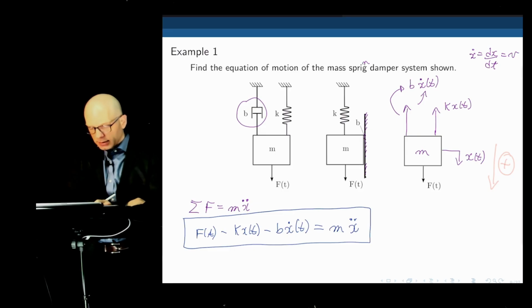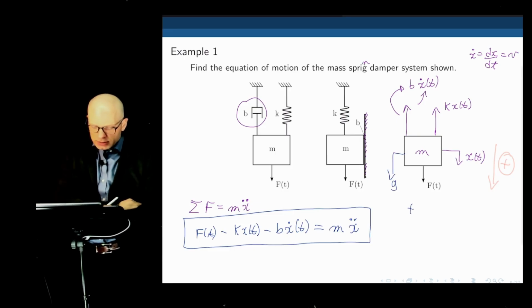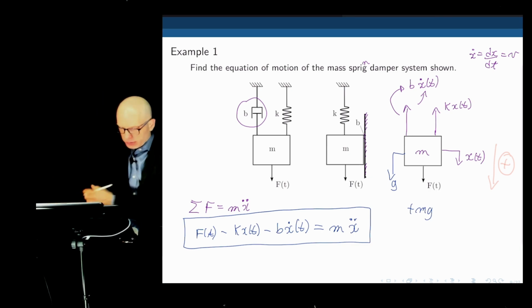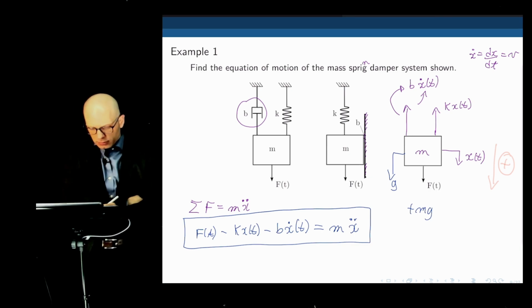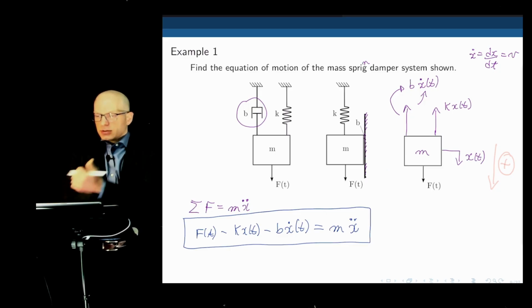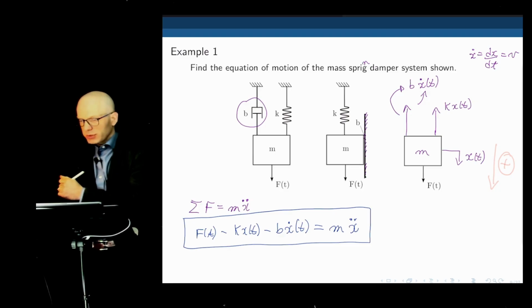If we had added gravity here, then this would add a component plus mg to be added to the equation. Right? But this was not specified, so we don't need to account for that. Okay, x displacement, x dot speed, x double dot acceleration. Any questions?